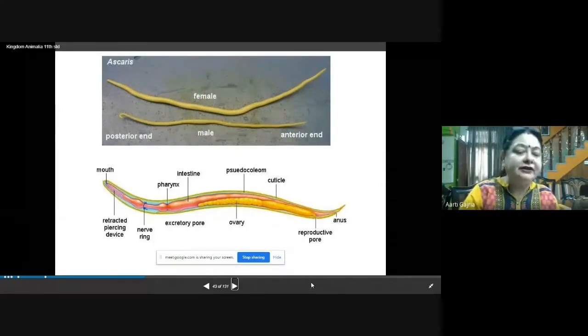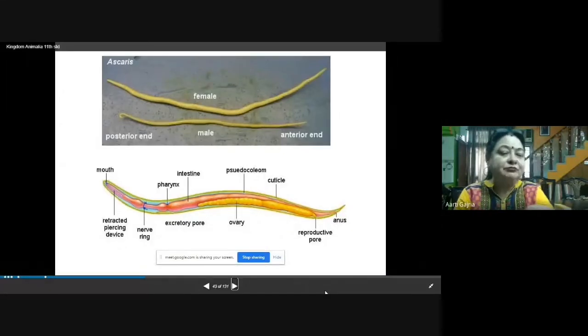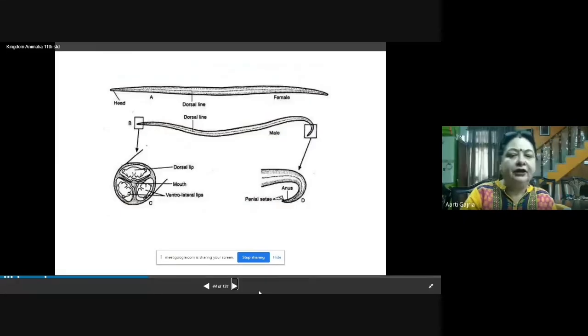And here the excretory pores are there, protonephridia, and the pseudocoelom is there. The body has a cuticle, and the reproductive pores are there. Mouth and anus are separate openings because it is the tube within a tube plan. They show the penial setae in case of the male roundworm, male Ascaris. And if you see, the mouth has a dorsal lip, and the ventrolateral lips are there, and the mouth is present in between them. This is the transverse section of the mouth.